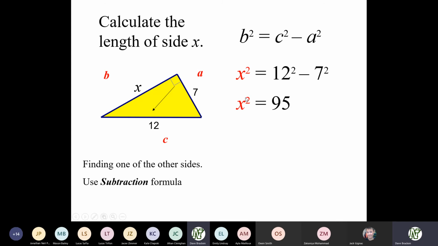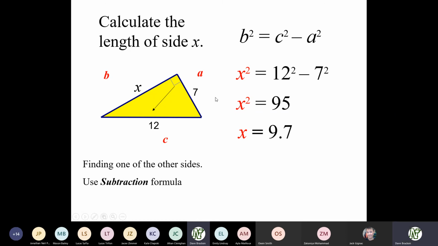So I got X squared is equal to 12 squared, which is 144. Take away 49, which is 95. That's X squared. Use your square root key, and when you take the square root of 95, you get 9.7. Now, 9.7 is the length of this side. Notice I knew two sides, and I figured out the other one.